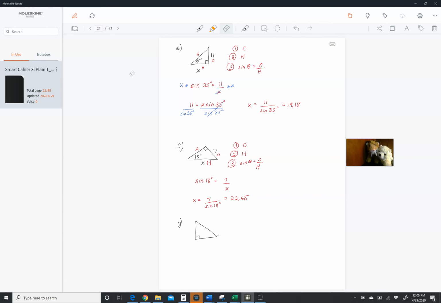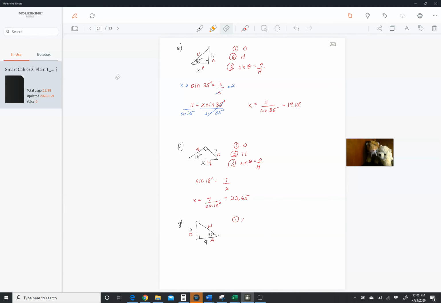Let's say that this is 9. This is x. And this is 41 degrees. Okay, once again, we're going to label. So the 9 is next to the 41. That's the adjacent. The x is across. That's the opposite. And what's left over is the hypotenuse.